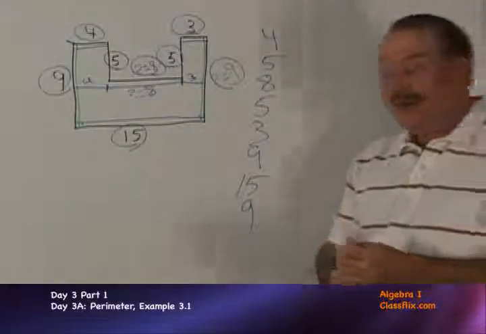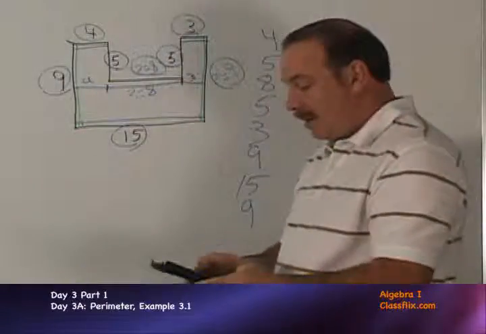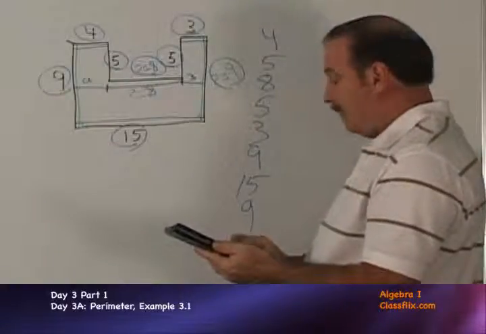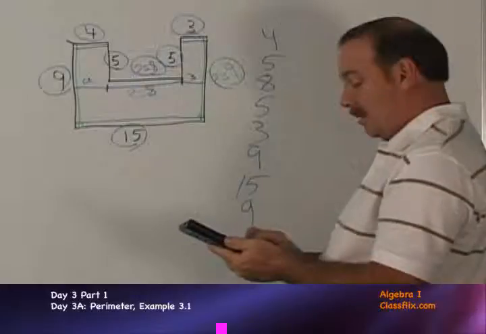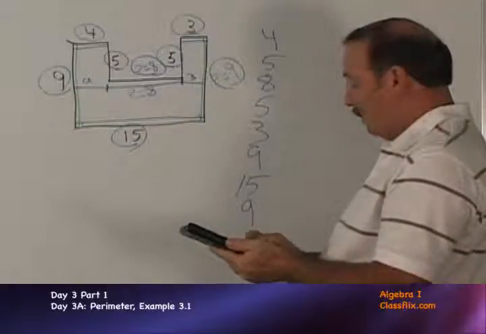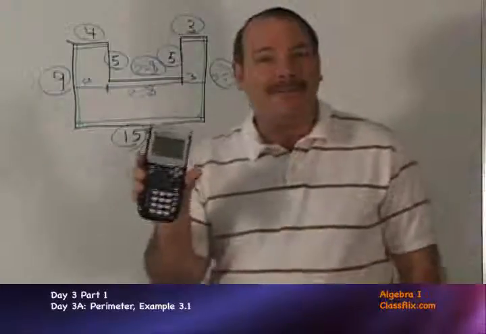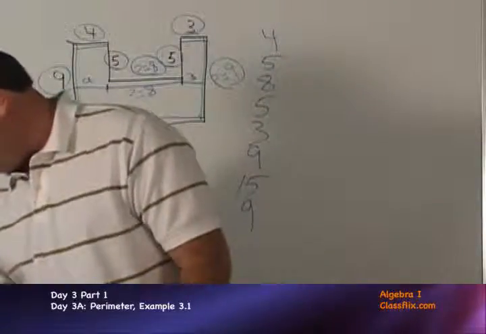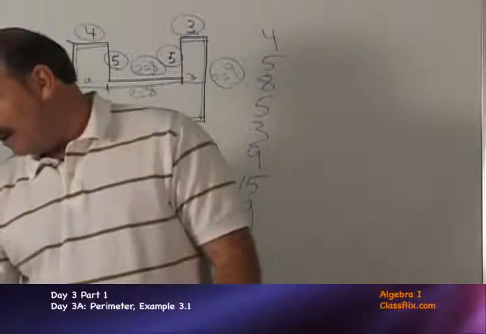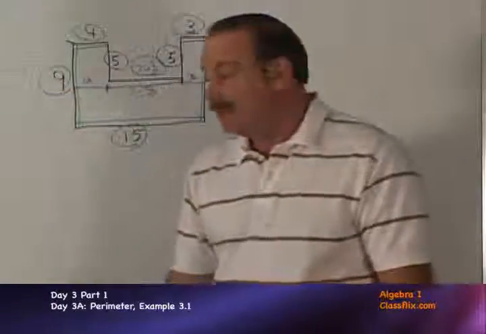So if I add all of those up, that's going to give me the perimeter of this figure. I can do it by hand, or I can use the handy dandy calculator. I've got 4 plus 5 plus 8 plus 5 plus 3 plus 9 plus 15 plus 9, enter, and the calculator says 58. And the book says 58. Now it says inches because it told us in the beginning that we're to find the perimeter of this figure. All angles are right angles. Dimensions are in inches.